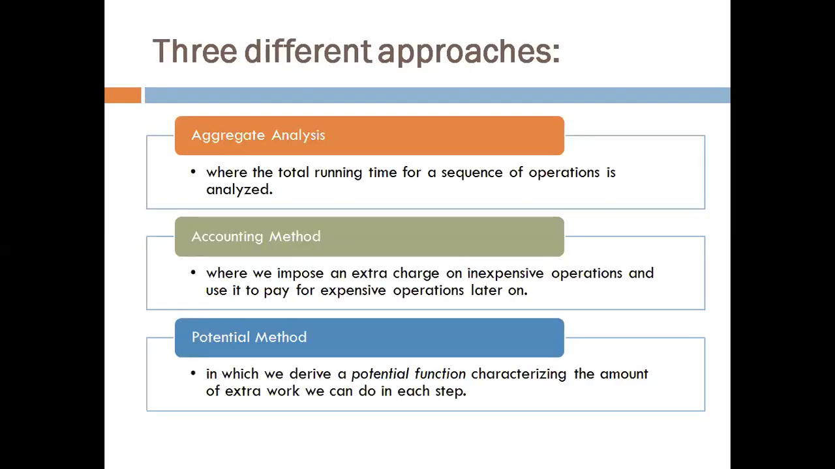Okay, so basically there are three different approaches. First one is aggregate analysis, where the total running time for a sequence of operations is analyzed. Second method is the accounting method. In this method, we impose an extra charge on inexpensive operations and use it to pay for expensive operations later on. And third approach is the potential method, in which we derive a potential function characterizing the amount of extra work we can do in each step. Now we'll see these three approaches one by one.